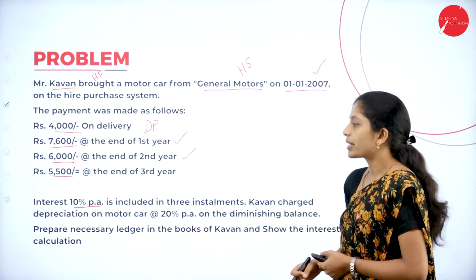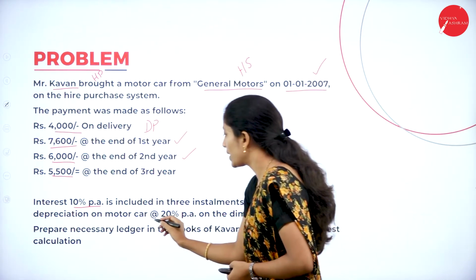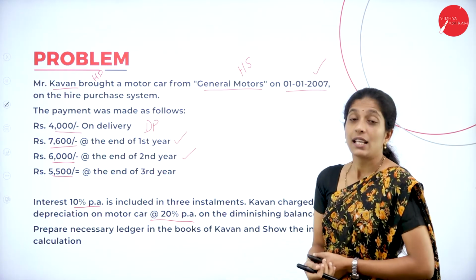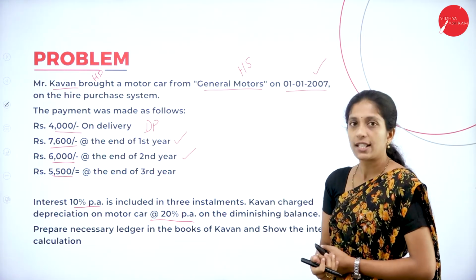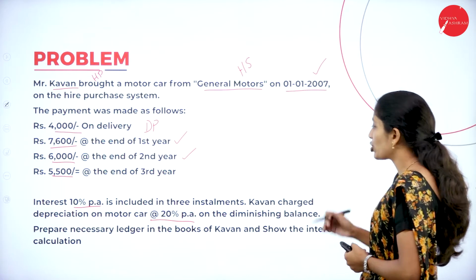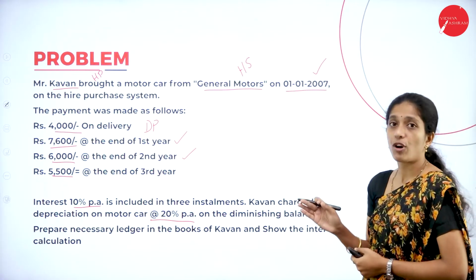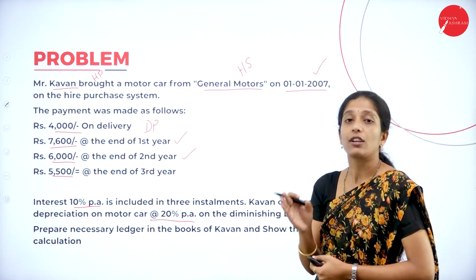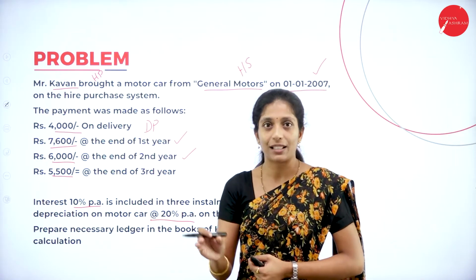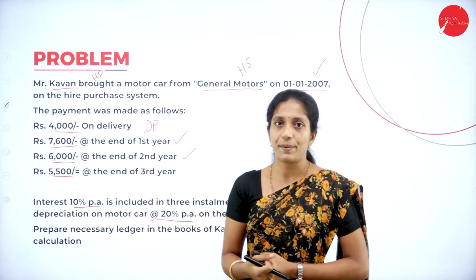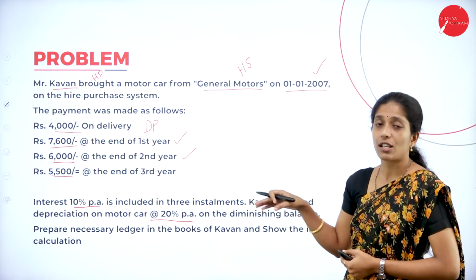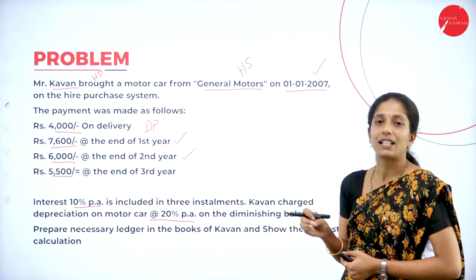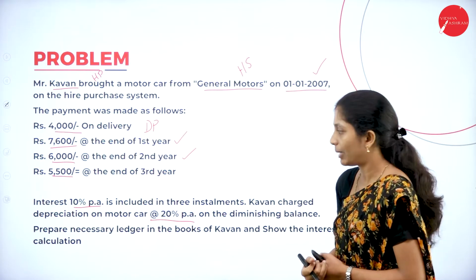Kavan charged depreciation on motor car at 20% per annum. Here depreciation is how much? 20%. Interest is how much? 10%. On the diminishing balance. So here we are following written down value method or diminishing balance method in order to calculate the depreciation. So depreciation has to be calculated at 20% on the diminishing balance method or written down value method.